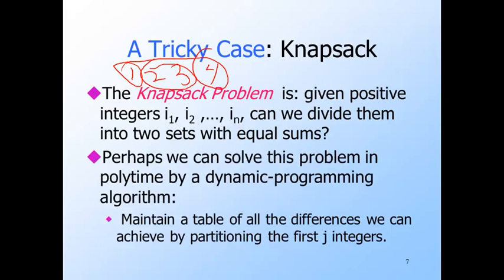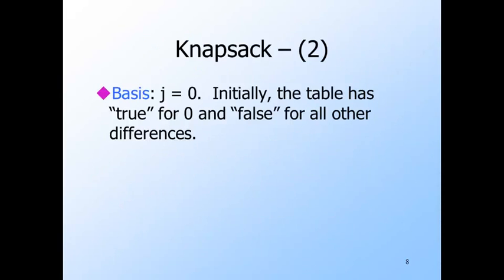At first glance, we can solve the knapsack problem by a polynomial time dynamic programming algorithm. That is, we maintain a table of all the differences in sums we can achieve by partitioning the first j-1 integers. When we incorporate the jth integer, we take each possible difference and both add and subtract the jth integer, thus getting two new possible differences. After looking at all integers, we see if 0 is a possible difference. To be more precise, for the basis we consider none of the integers. Then the table has true for 0 difference and false for all the other differences.